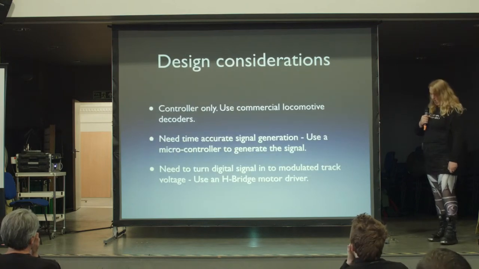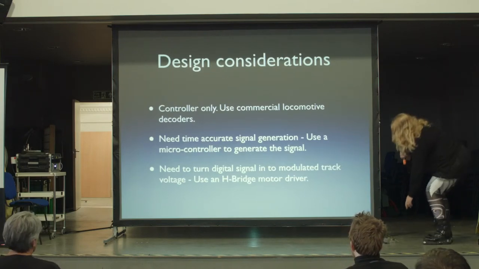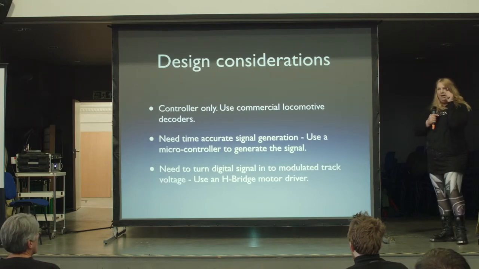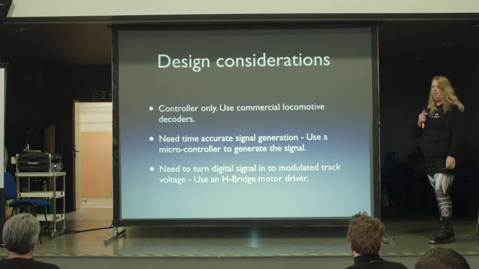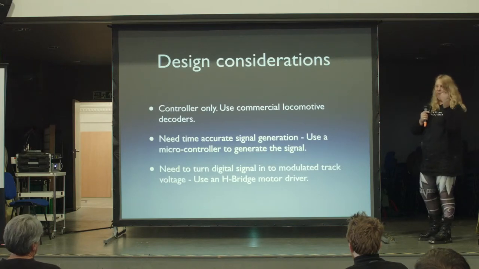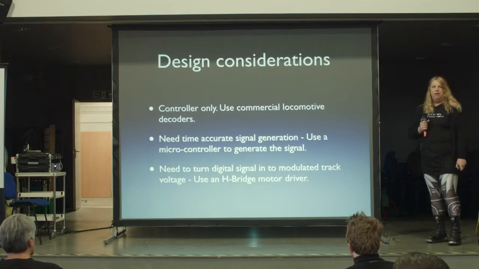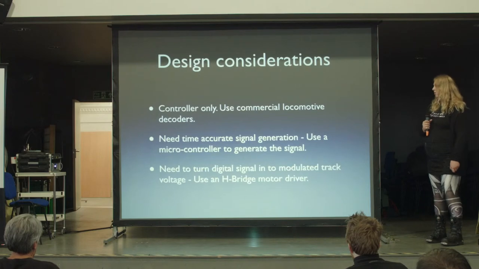So design considerations. What were my decisions? I'm only going to do a controller. My hardware expertise is not good enough to replicate that little thing. Also, many more of these get sold, as do the controllers, because every locomotive has to have one of those in it, which means they're quite cheap. Also, it's quite an accurate time-dependent signal, so I decided I'm just going to go for a small microcontroller to generate the bit stream.